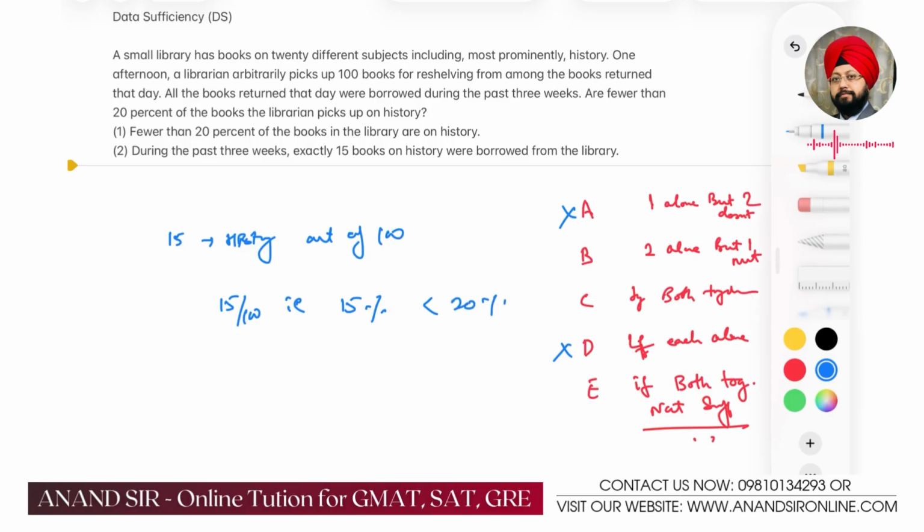So the question which was asking, are fewer than 20% of the books the librarian picks on history? Yes, it is 15%, less than 20%. It means we can answer it using statement 2. It means we have option B as the answer. So option B.